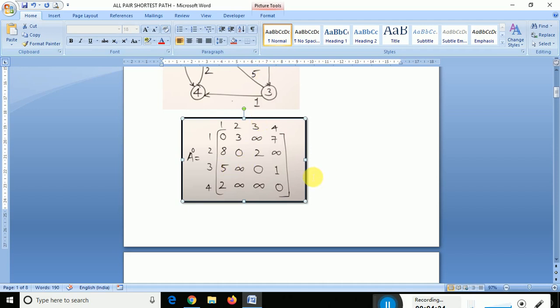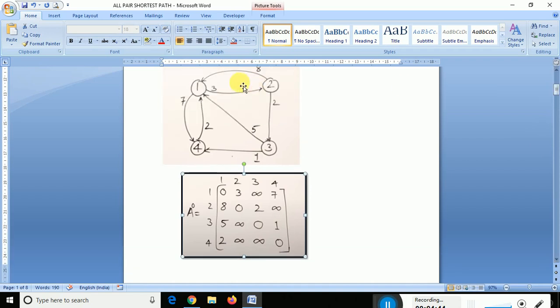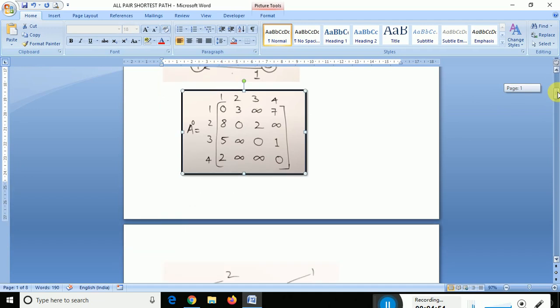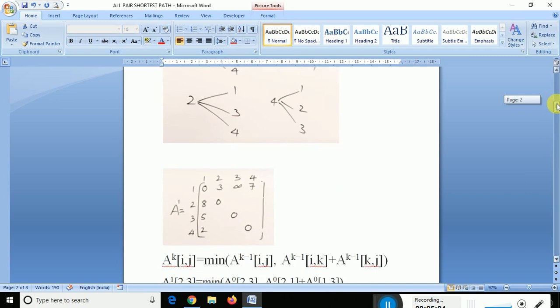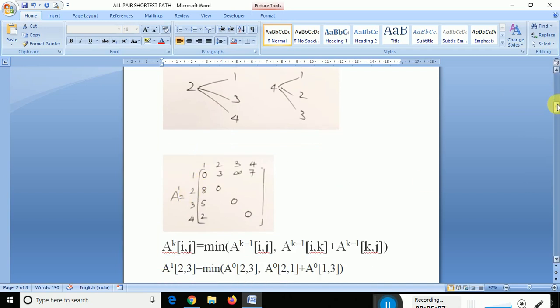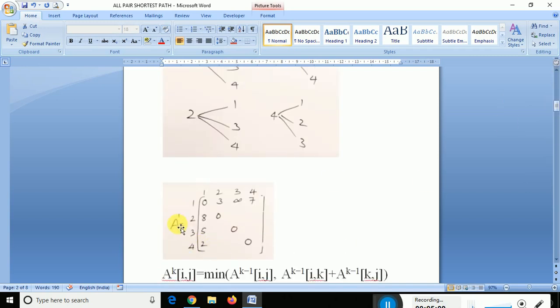So once we get this matrix, what you have to do? We got A of 0, that is A naught. Okay. So we need to find A1, A2, A3, A4, means the shortest paths of this, A1, A2, A3, A4 we have to find. So to do that, like this, 1 to 2, 1 to 3, 1 to 4, 3 to 1, 3 to 3, we have to find the shortest path from all of these. What I'll do, A of 1 I'll take. So here I have taken A of 1.